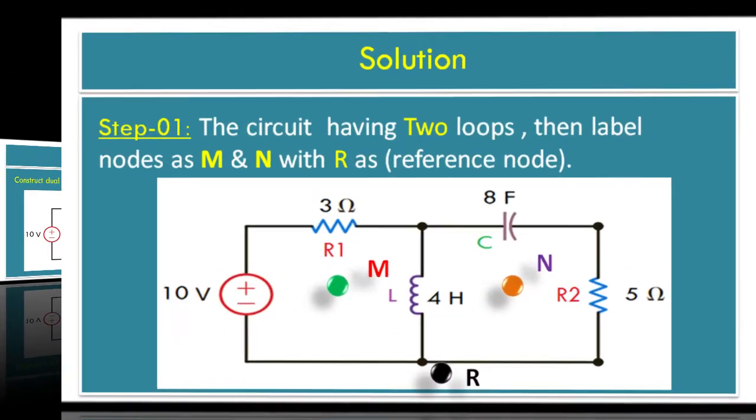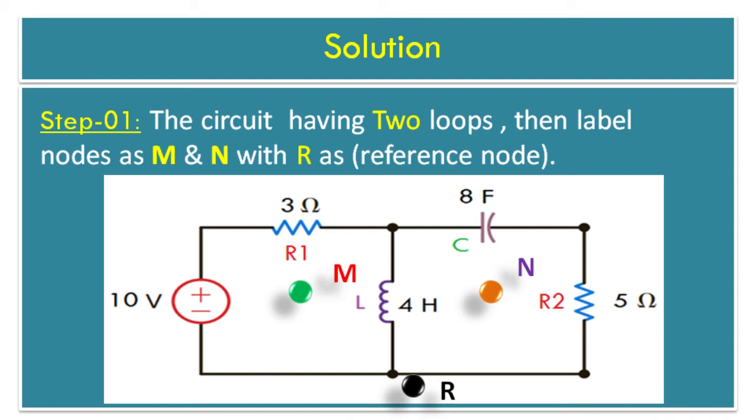Solution step 1. Refer to the circuit diagram. The given circuit has two independent loops: loop 1 formed by the 10 volt source, resistance R1 and inductor L, and loop 2 formed by inductor L, capacitor C and resistance R2. Then establish node M in loop 1 and node N in loop 2 with node R as the reference node.